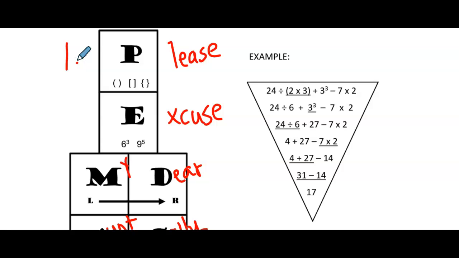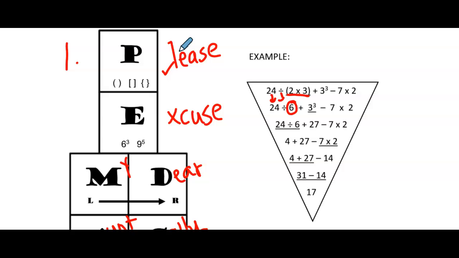So when I look at this expression over here at the right, the only thing that's in parentheses is 2 times 3. So I'm going to solve that first. On the next line, I'm going to copy down everything from the line above, and then at that spot, I'm going to write in the answer. So copying down 24 divided by, solve that part, get a 6, plus 3 to the 3rd power minus 7 times 2. So everything gets copied down in the second line. And once I did that 2 times 3, I am done with step 1 and parentheses are finished.